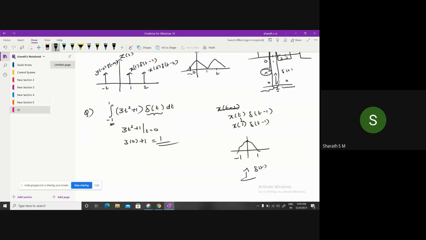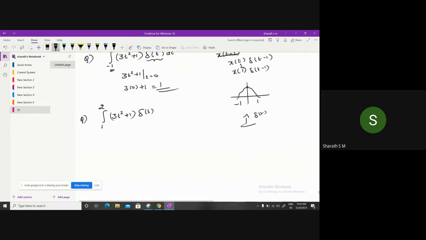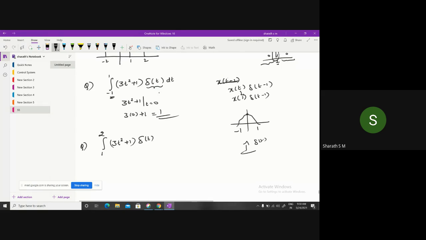Now the second signal, 1 to 2, 3t square plus 1 into delta of t. Now look at the proper observation. In the previous case, we have a signal from minus 1 to plus 1, that is x of t. And here we have the impulse at t is equal to 0. Is it in the given range minus 1 to plus 1, or is 0 here? Yes, it is there, so that is going to multiply with t is equal to 0.